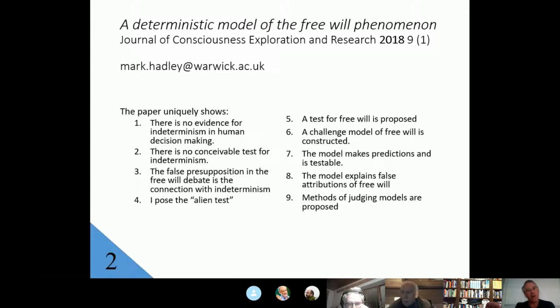I'm going to pose an alien test, which I would challenge people to apply their models and ideas to. I propose a test for free will, and bring up a model, and the model makes predictions, which I think all good physics models should do, and it comes up with perhaps one or two surprises as well, which is nice from a new theory.